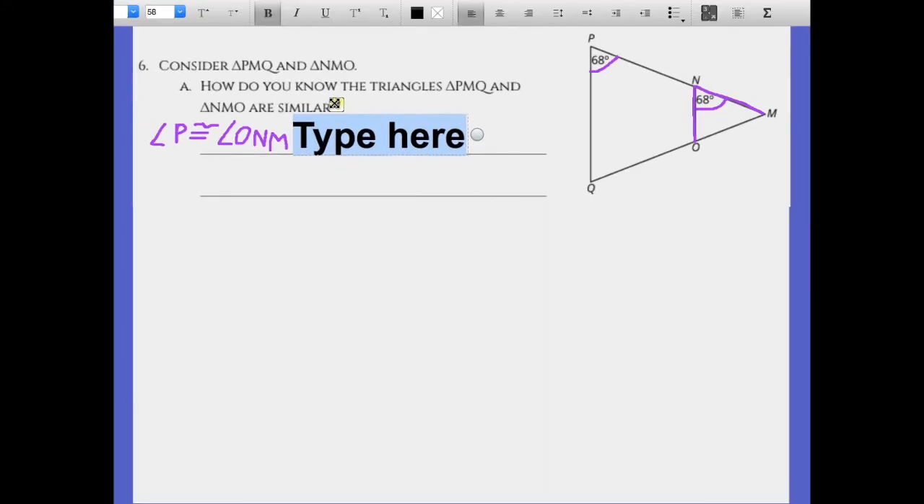So this is congruent. And why is it congruent? Well, it's because they tell us, right? So we could say they are labeled as 68 degrees. All right, so that's our first pair of angles that are congruent.